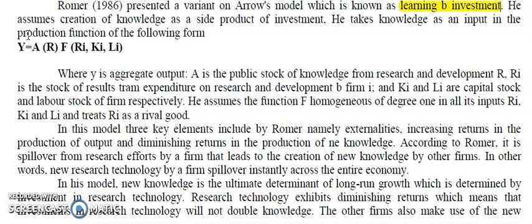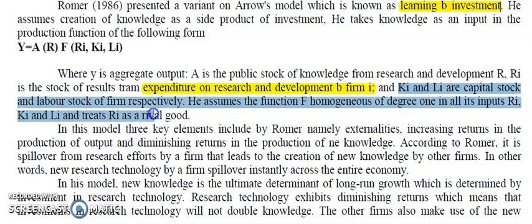Ri is the stock of expenditure on research and development by firm i. Ki and Li are the capital stock and labor stock of the firm respectively. Ki is the capital stock of the firm, and Li is the labor stock of the firm. The i represents the firm.